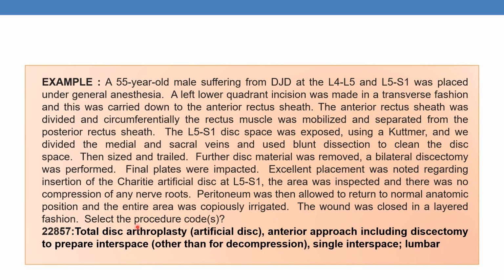Select the appropriate procedure code. Here the person was suffering from DJD and a total disc arthroplasty was performed using an anterior approach. So the appropriate code is 22857, total disc arthroplasty, anterior approach including discectomy to prepare interspace other than for decompression, single interspace lumbar.